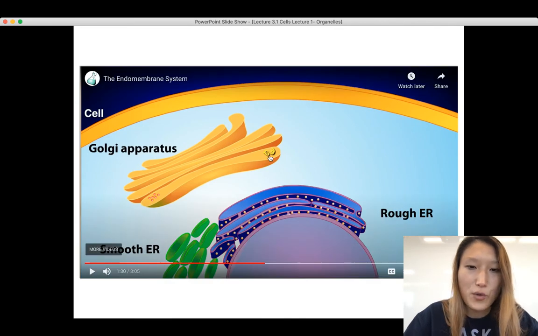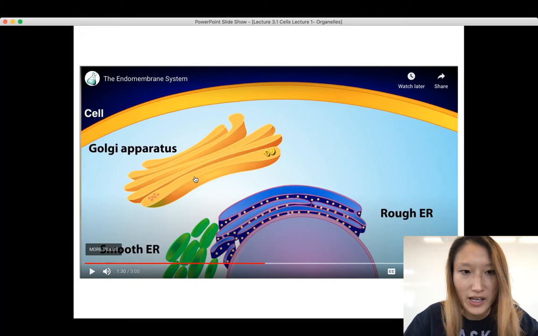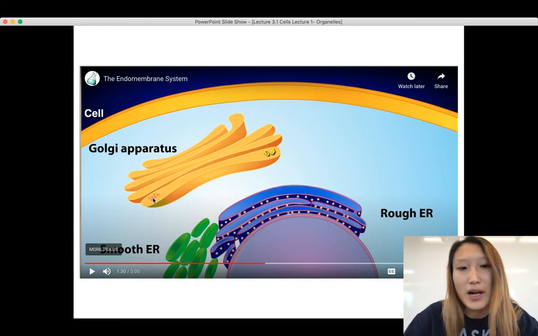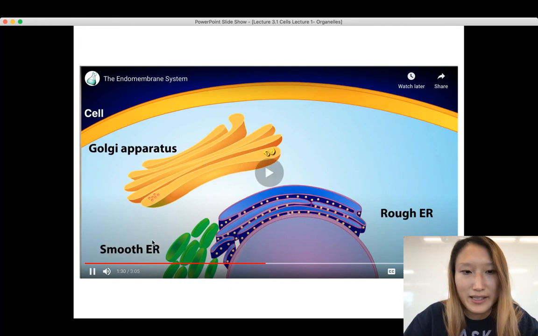Right, so we see this little protein over here. This protein might need to go to the cell membrane and stay in the cell membrane. It might need to go out of the cell. It might need to stay in the cell. But either way, this Golgi needs to tell it where it's going, right? So it got these lipids. Let's see what happens next.